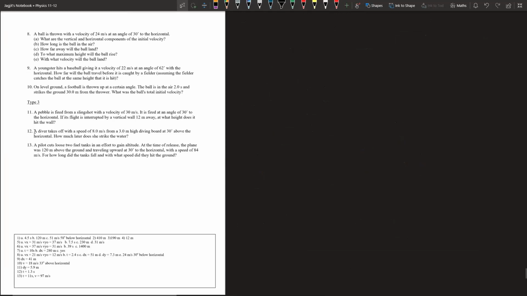All right. So let's have a look at question number 11. Question number 11 says a pebble is fired from a slingshot with a velocity of 30 meters per second. It is fired at an angle of 30 degrees to the horizontal. If its flight is interrupted by a vertical wall 12 meters away, at what height does it hit the wall? So let's draw it out. So a pebble is fired from a slingshot with the horizontal velocity. Okay. Actually, it was just fired on the ground. So this will look something like that.